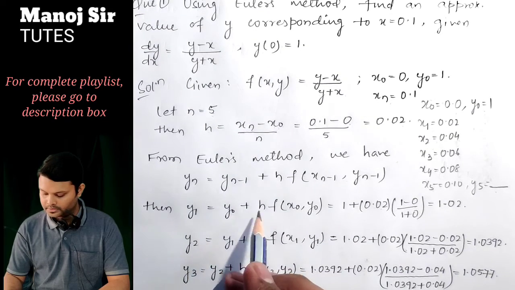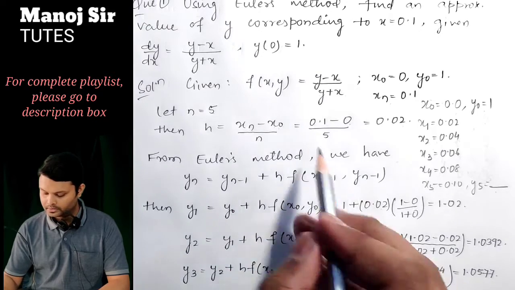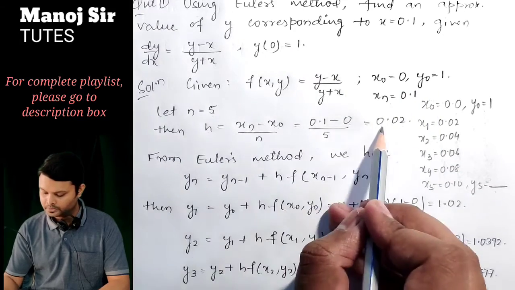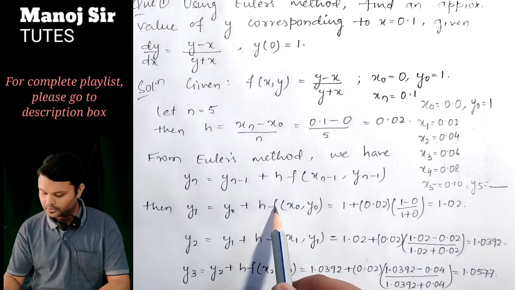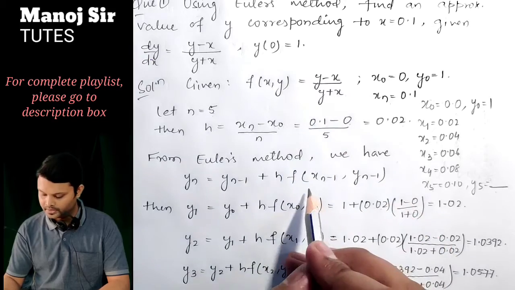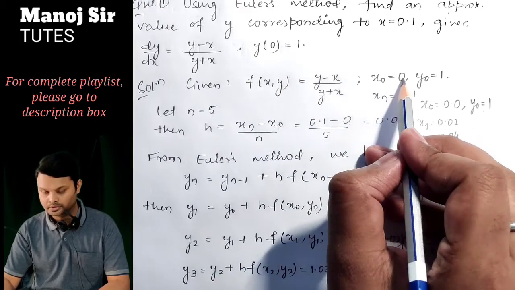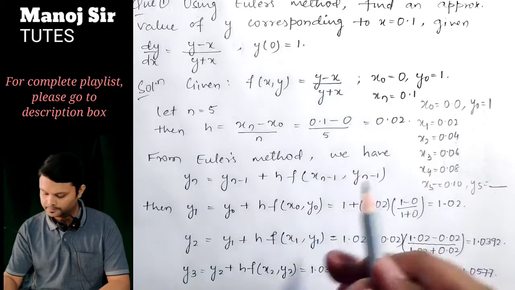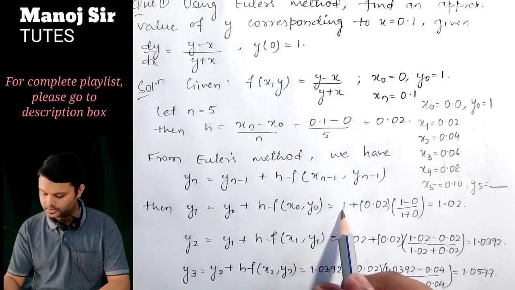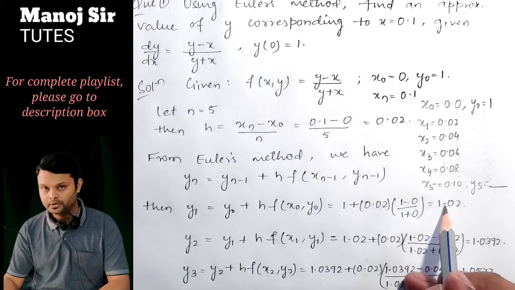y1, that is y naught plus h into f of x naught comma y naught, equals 1 plus... What is y naught? That is given in the problem, y naught equals 1. 1 plus, what is h? That is 0.02, into f of x comma y, that is y minus x upon y plus x. In place of x and y we need to put x naught and y naught. In place of x naught we will put 0, in place of y naught we will put 1. So this will become 1 minus 0 upon 1 plus 0. On solving this, we will get y1 equals 1.02.